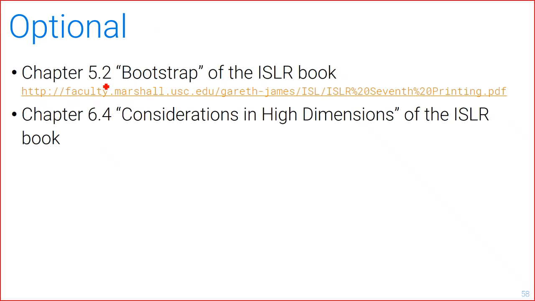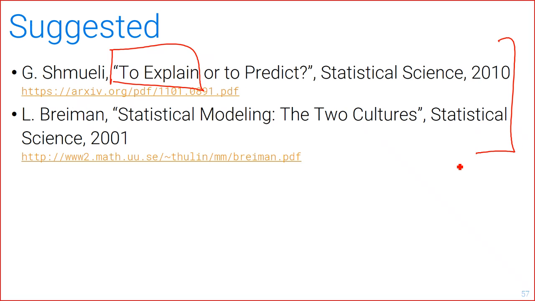And then optionally, there's this Introduction to Statistical Learning book. I suggest you take a look at chapter 5.2 on Bootstrap, which is very related to cross-validation, and chapter 6.4, which talks about building models in very high dimensional spaces when you have very large data sets with many features. So again, take a look at these two papers.